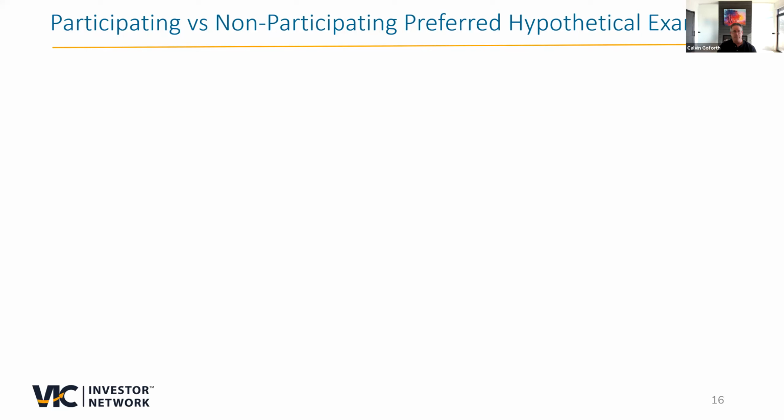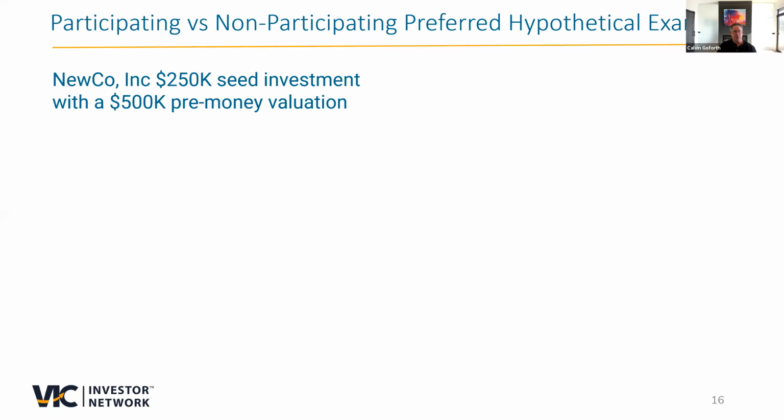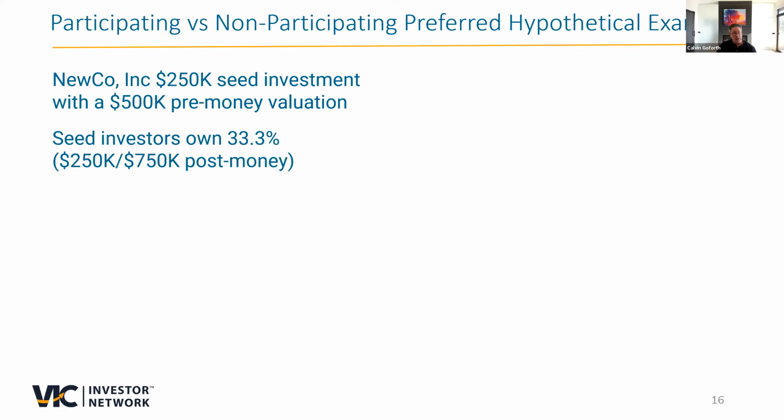It'll be a very simplified example. Let's say there's a new company that's established with a $250,000 seed investment at a $500,000 pre-money valuation. That means that the seed investors will own 33.3% of the company: 250,000 divided by the post-money valuation of 750K, where post-money is simply the 250K cash added on top of the 500K pre-money.